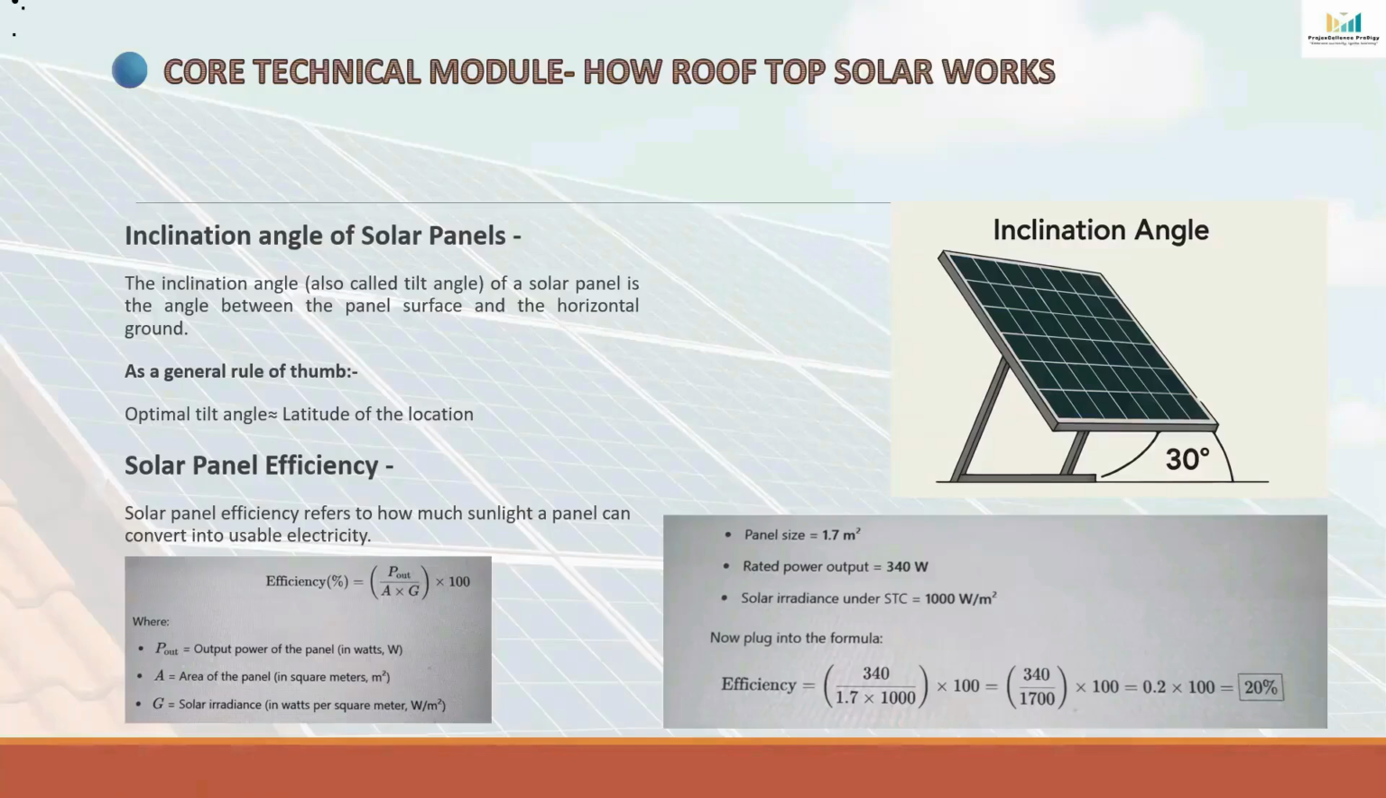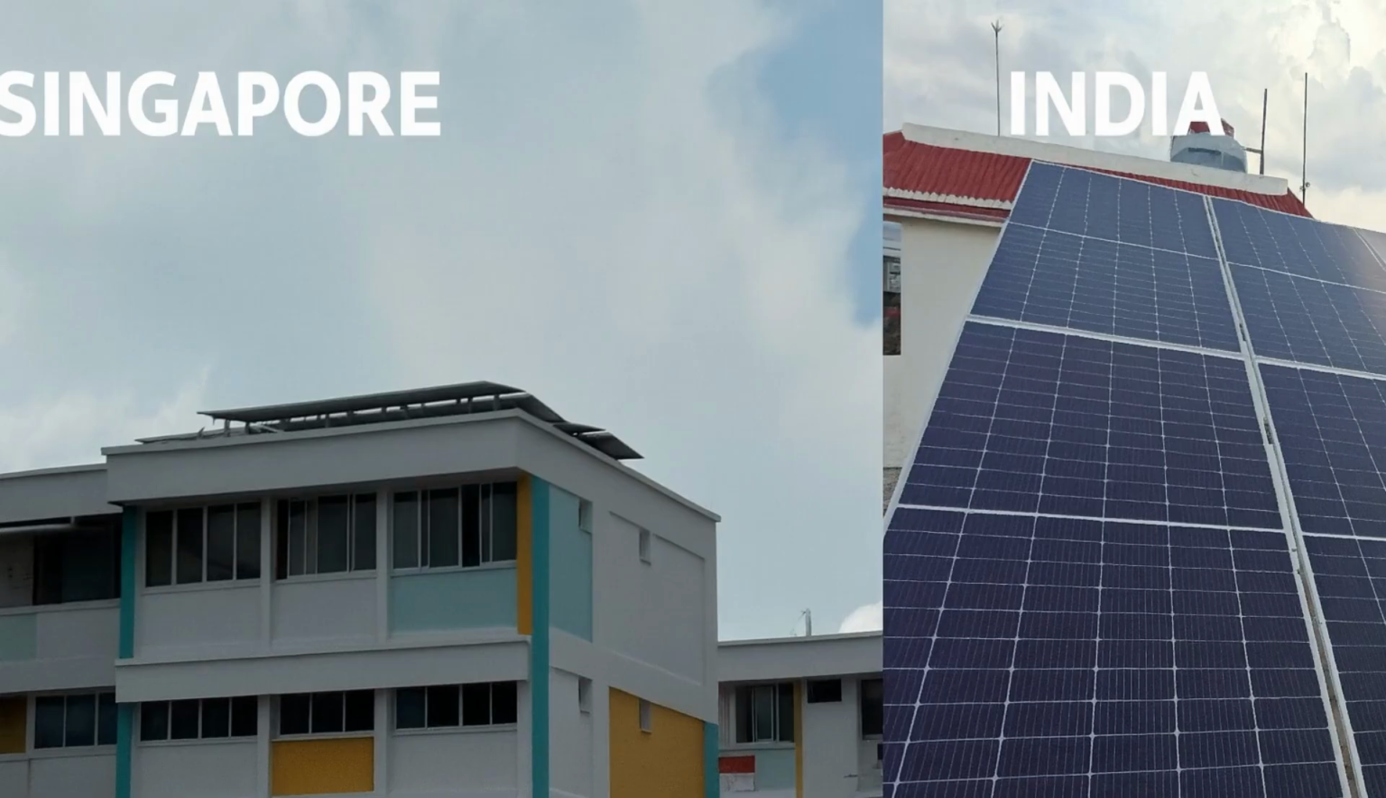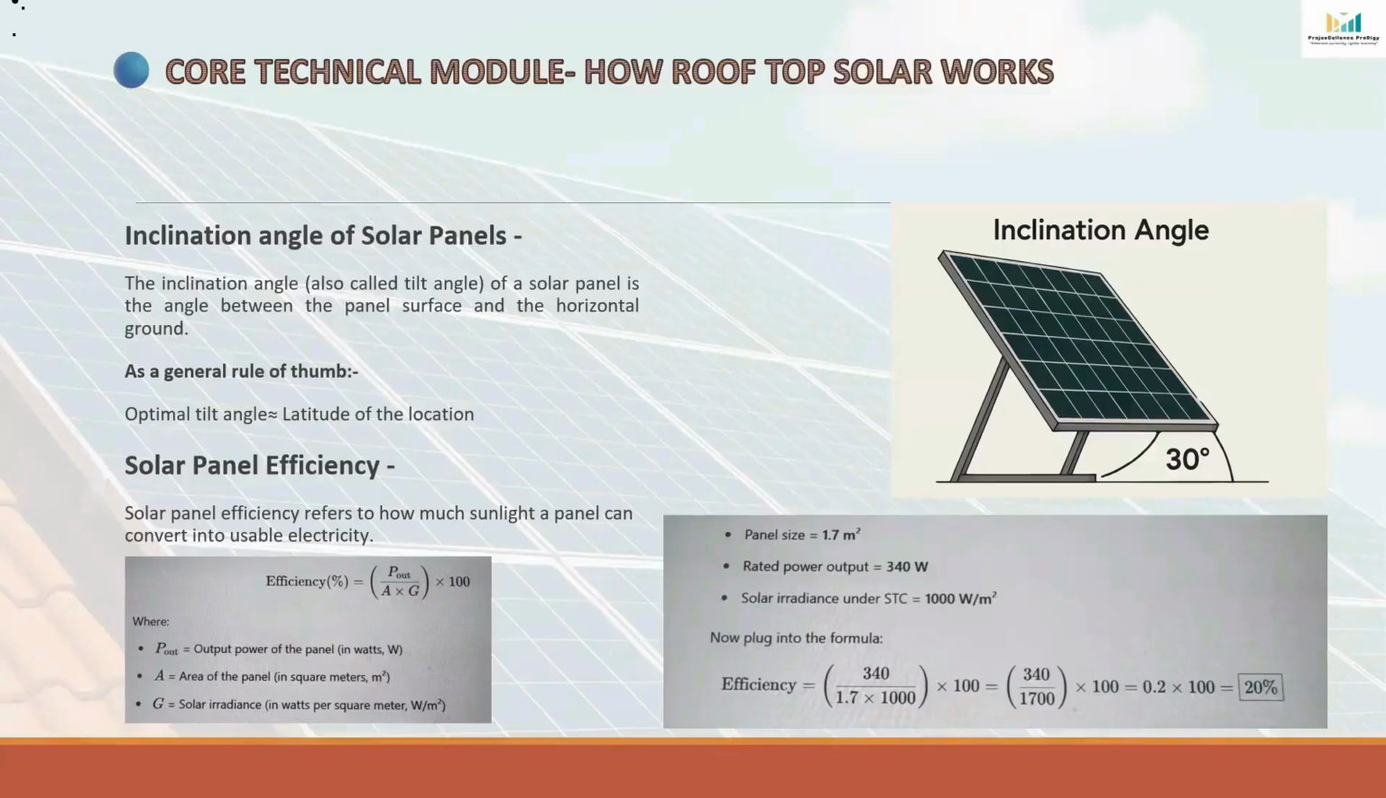Have you noticed the inclination of solar panels installed in Singapore and India is different? Singapore is located at approximately 1.3 degrees north latitude, which is very close to the equator. Here, the panels are placed almost horizontal, parallel to the ground, or kept slightly inclined at around 1 to 5 degrees maximum. This slight tilt is given to allow water drainage and reduce dirt accumulation.